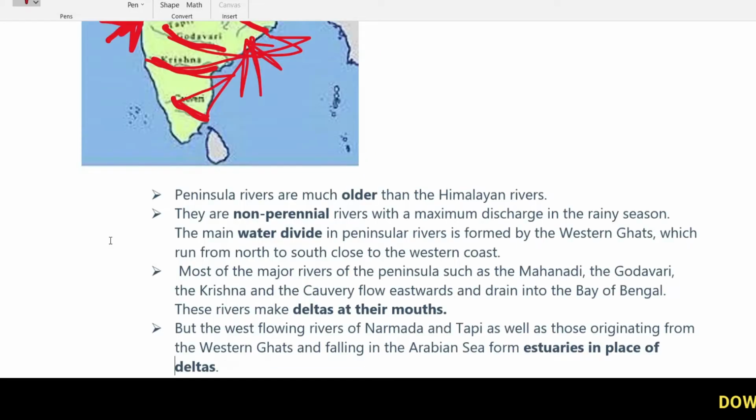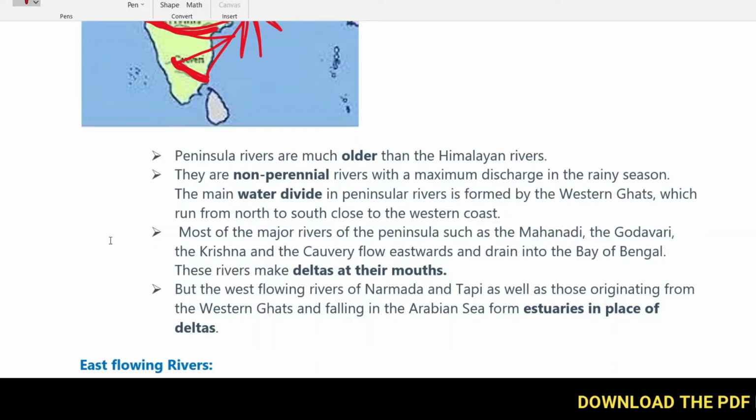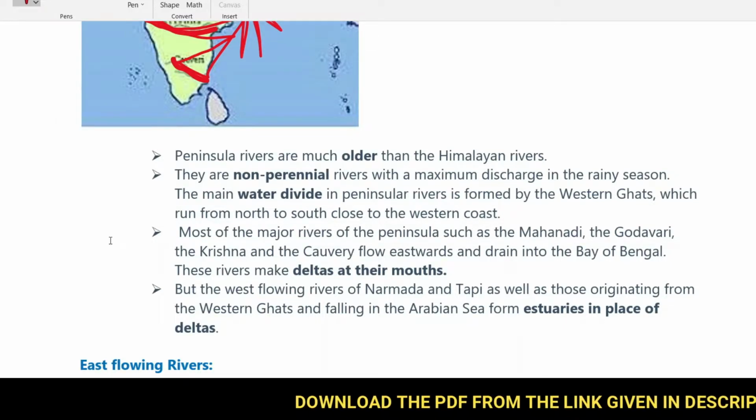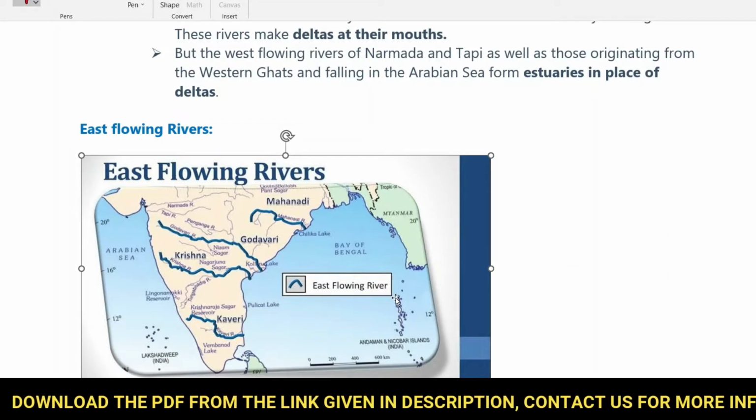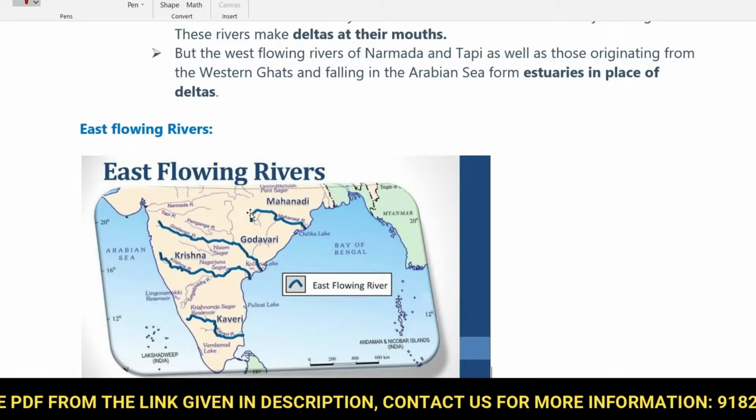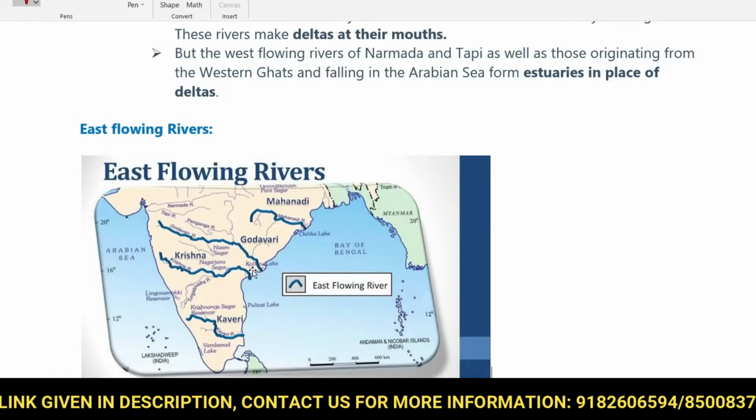These are the east flowing and west flowing rivers. These are some points about peninsular rivers. Let's see about east flowing rivers. The east flowing rivers are Godavari, Mahanadi, Krishna and Kaveri.